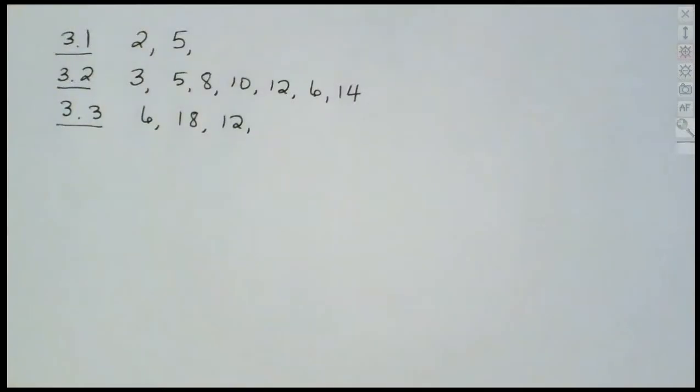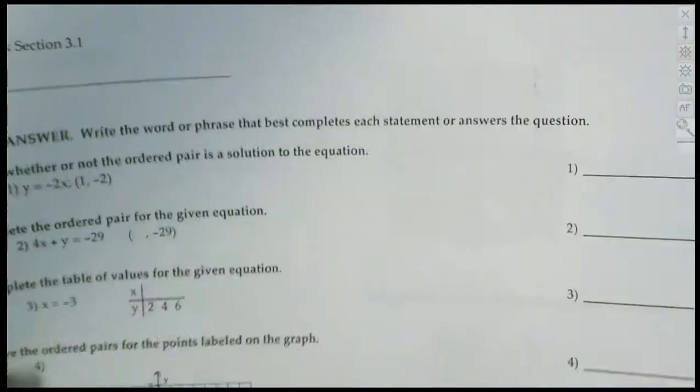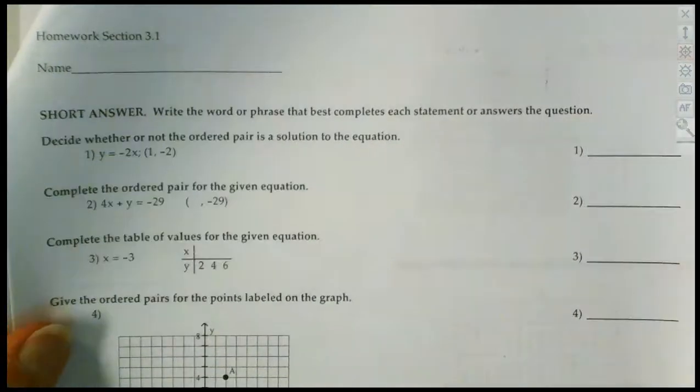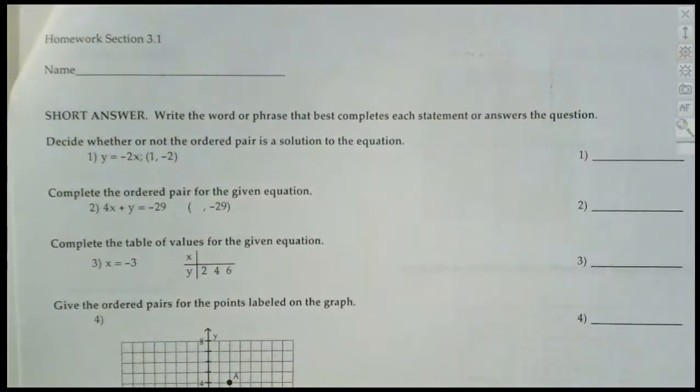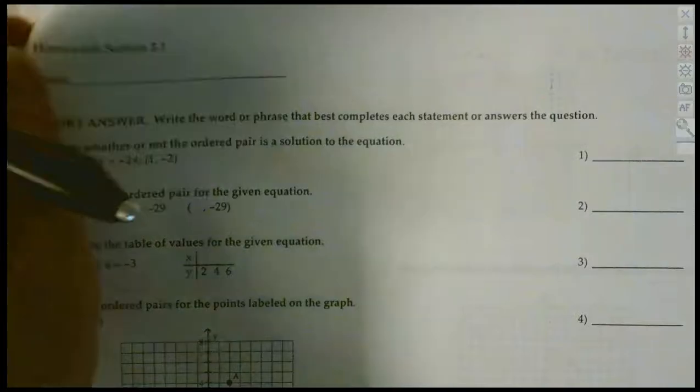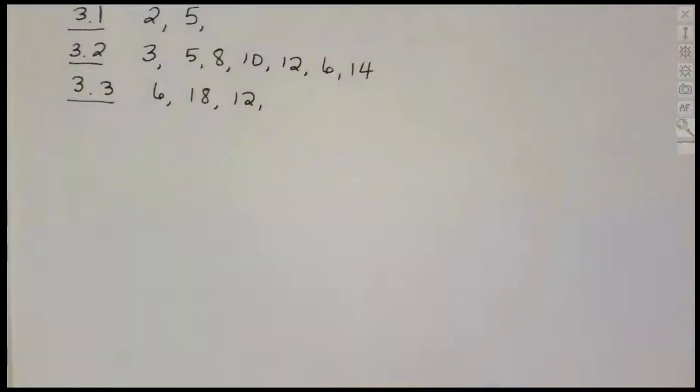Okay, so we're going to go ahead and get started, and we're going to look at 3.1. We'll look at question number 2 first. 3.1, we're looking at ordered pairs. So some of these are plot your ordered pairs. Some of these are complete tables. This one, we need to go ahead and fill in the missing ordered pair. So what we have is one part of the ordered pair already.